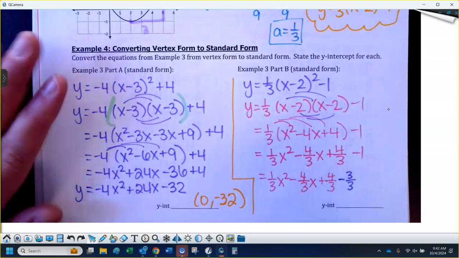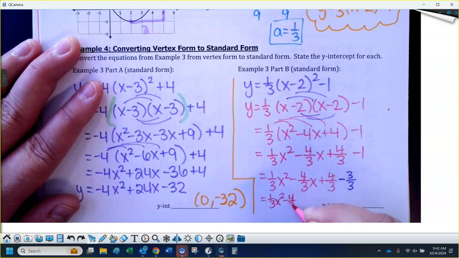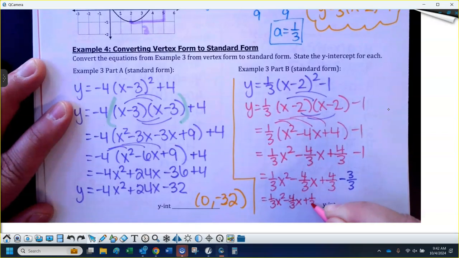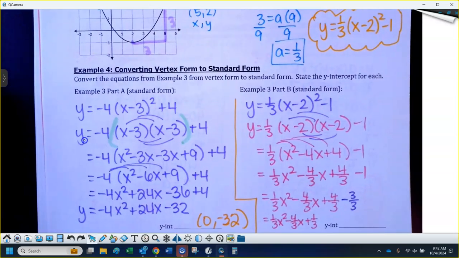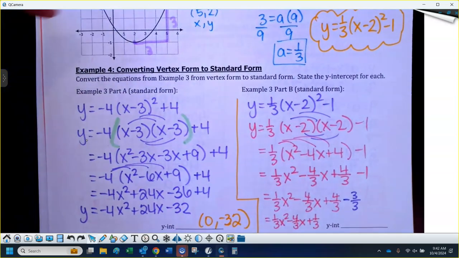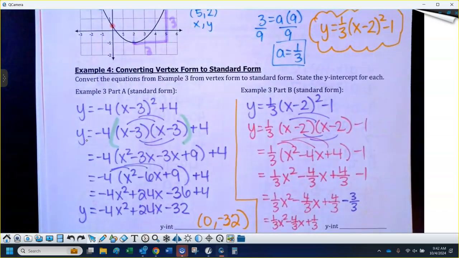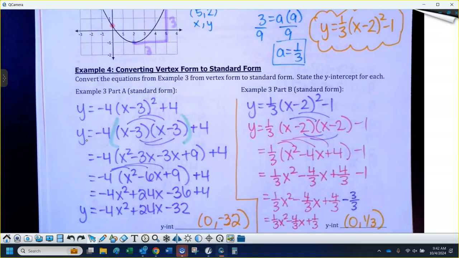So then we're just going to combine all our like terms. We'd have 1/3 x squared minus 4/3 x, and then 4/3 minus 3/3 would be 1/3. And let me see if I can pull this graph down for a second. If you look back, here's the second graph, right? If you look at the y-intercept, you can see that's not on a nice point. So me getting 1/3 there, that makes sense. You couldn't see the y-intercept on the graph above that to compare it, but in this case, your y-intercept would be 0 and then 1/3.